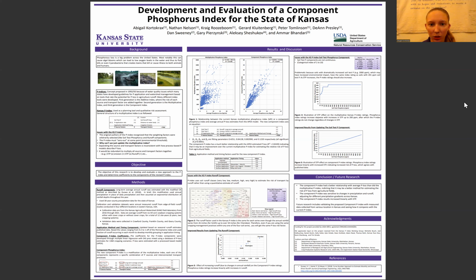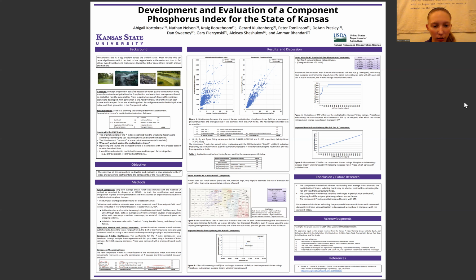The methods that were updated in this research are the runoff component, which used long-term average annual runoff estimated with a modified curve number approach by Guzwa in 2018. Other components that were updated were our application method and timing component, as well as the coefficients to all of our components. To do that, we used multiple linear regression in SAS.